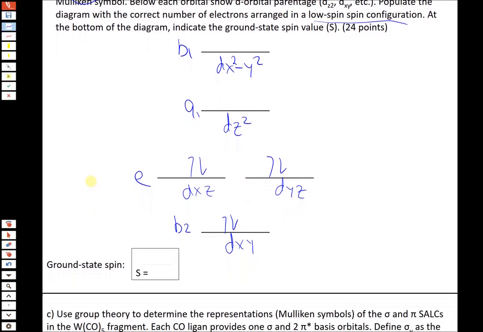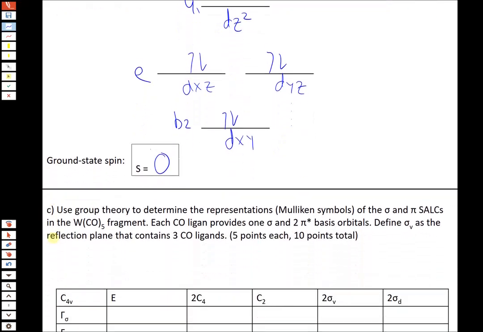The ground state is closed shell, and so we have no net spin, no unpaired electrons, so S would be 0. So that was the last part of this, looking at your diagram and deciding what the spin value was. Now, I did give you credit as long as your spin value was consistent with your diagram, but it should be low spin as we specified, and that gives you S equals 0 for a d6 configuration.